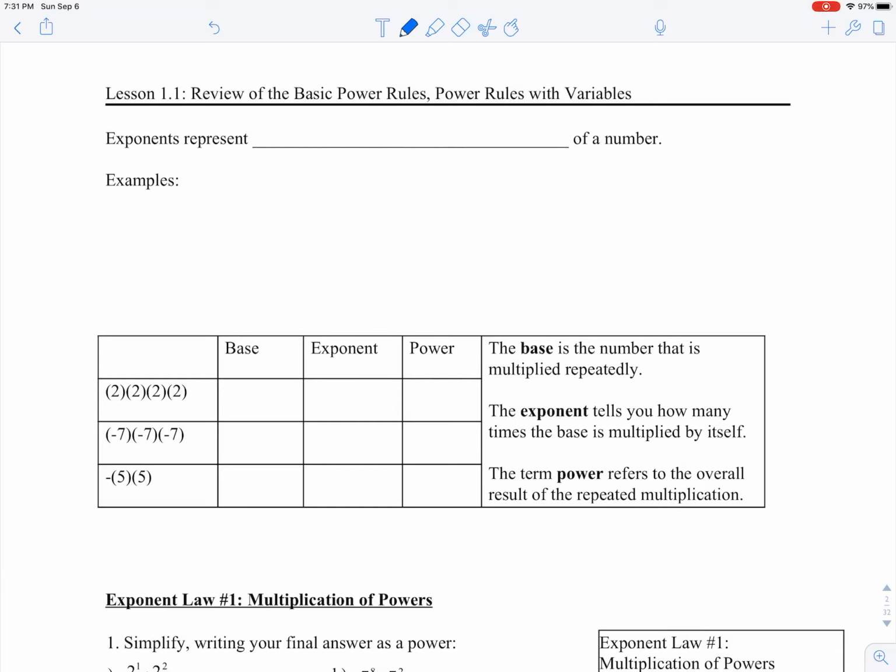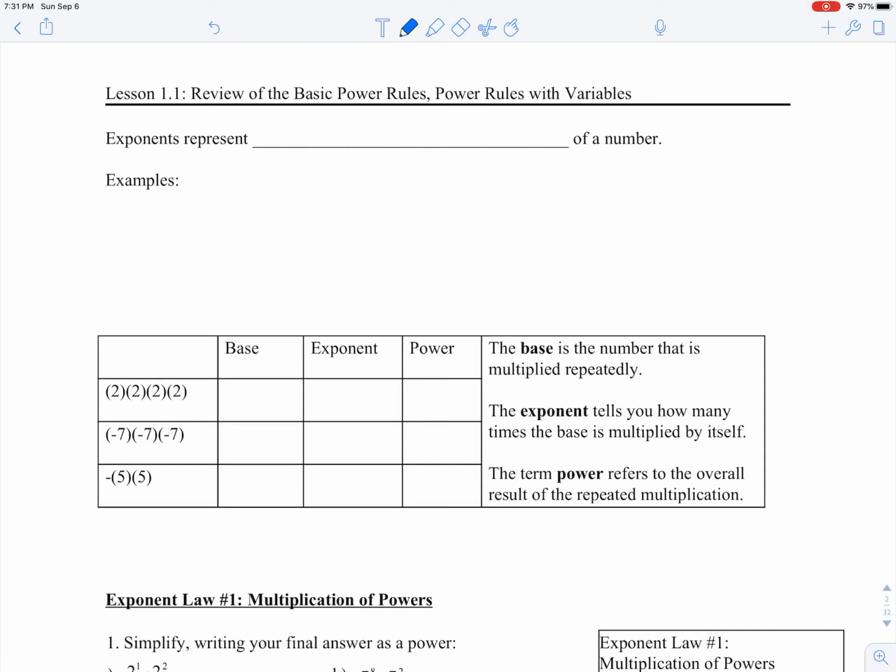Welcome to lesson 1.1, where we're going to review the basic rules for exponents, the power rules, and what to do with the power rules when we have variables. So start with a bit of a reminder that exponents represent when we have multiple multiplications of a number.